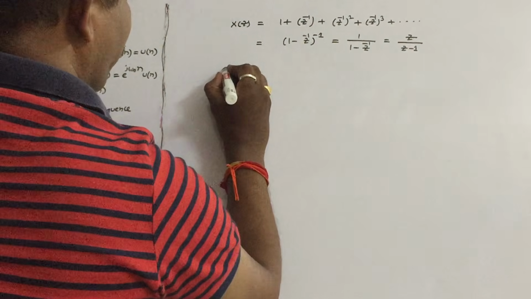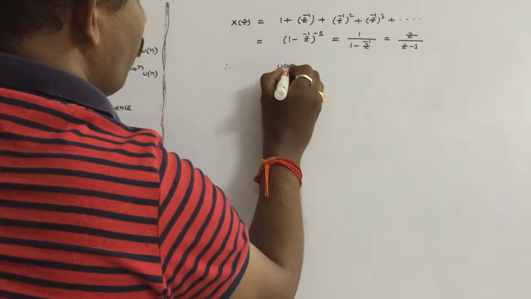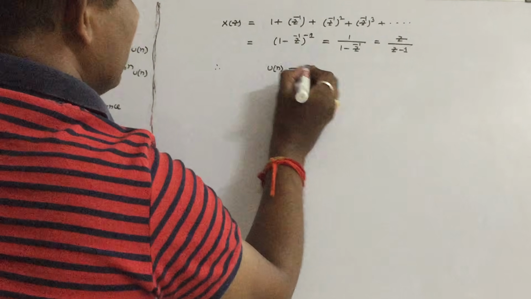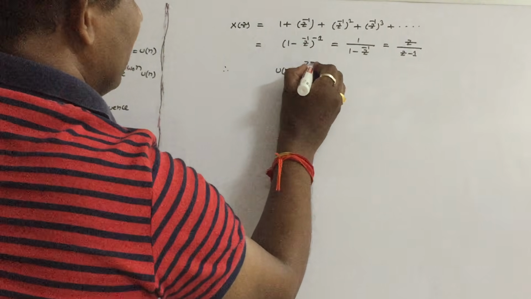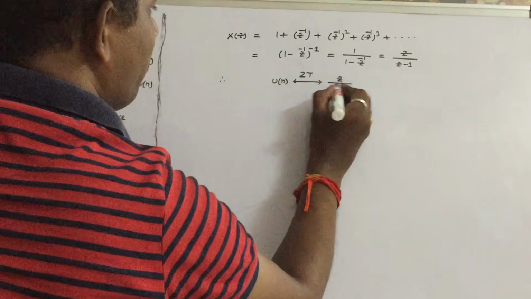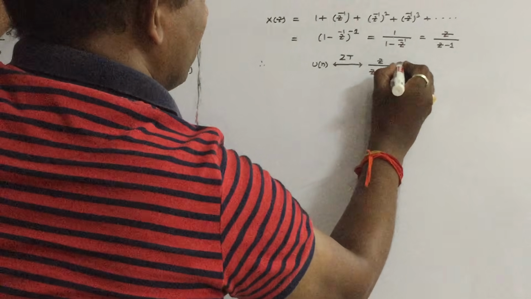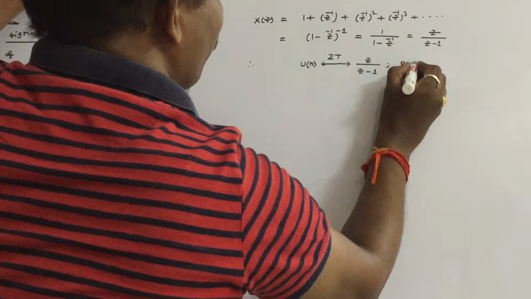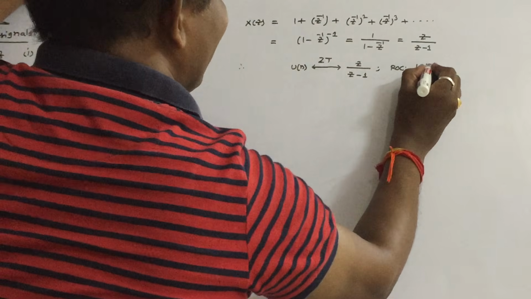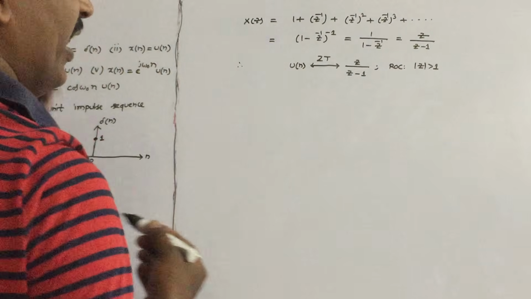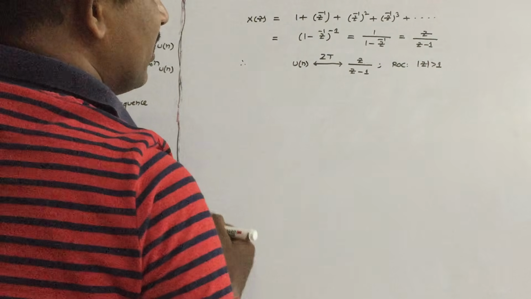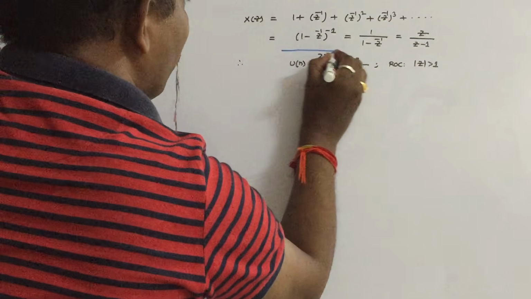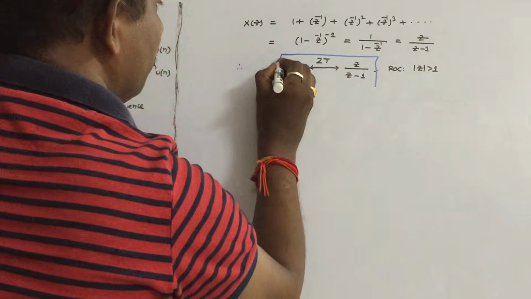So therefore, this is a very important signal. The Z transform of u of n, the unit step sequence, is z by z minus 1, with the region of convergence mod z greater than 1. One circle outside is the ROC for this standard signal.